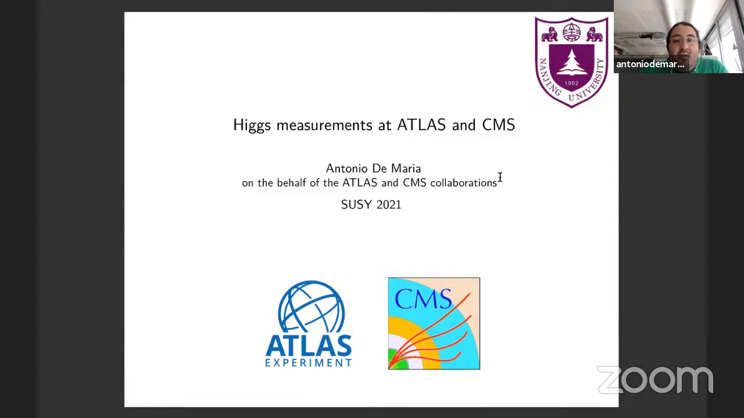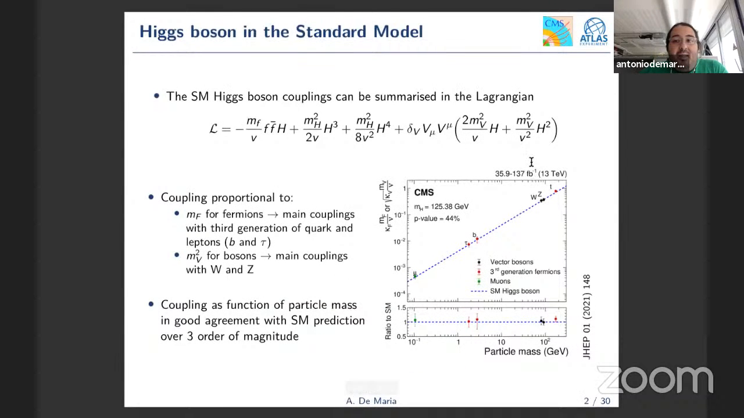So welcome everyone. I will talk about the Higgs measurements at Atlas and CMS. But before going to the measurement, let's give a brief introduction about the Higgs boson in the standard model.